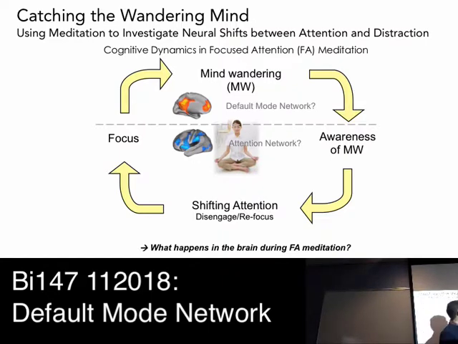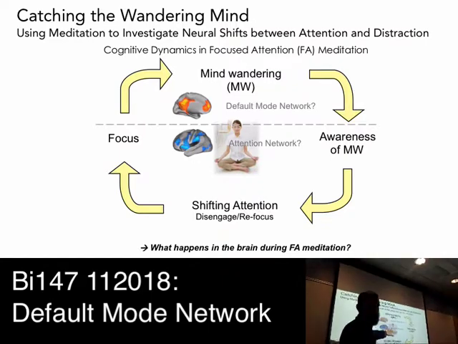So here's the paradigm. When you're meditating, your mind may wander. It certainly happens. You become aware of that. So this is breaking down what's happening in the brain. This is our subjective experience. What is happening when we're meditating? I become aware of my mind wandering, and I try to refocus. I shift my attention, and I become focused again. All right? And I remain focused until my mind begins to wander. This is the cycle that happens.